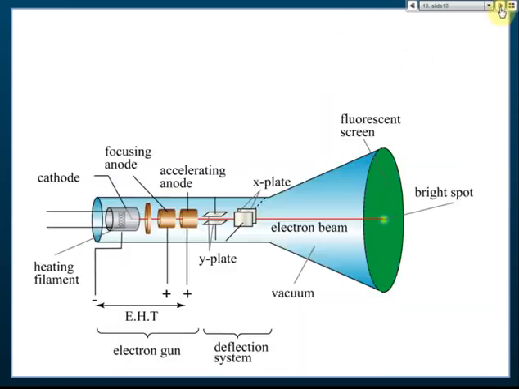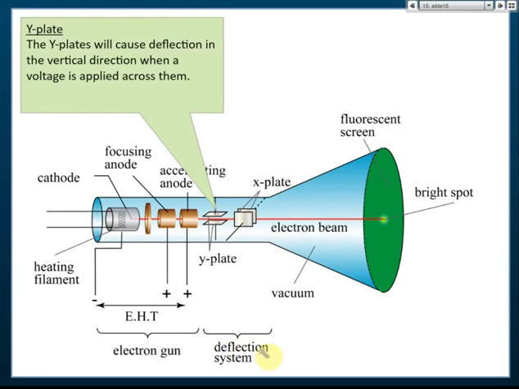Then after that we have the deflecting systems. We have the Y plate and the X plate. Now the Y plate is used to move the electron beam up or down. So if this is positive and this is negative, then the electron beam will be deflected upwards, because the electron beam carries negative charge. The negative charge will move to the positive plate. So if you want it to move down, then we apply the positive to the lower plate and the negative to the upper plate, and then it will deflect downwards.